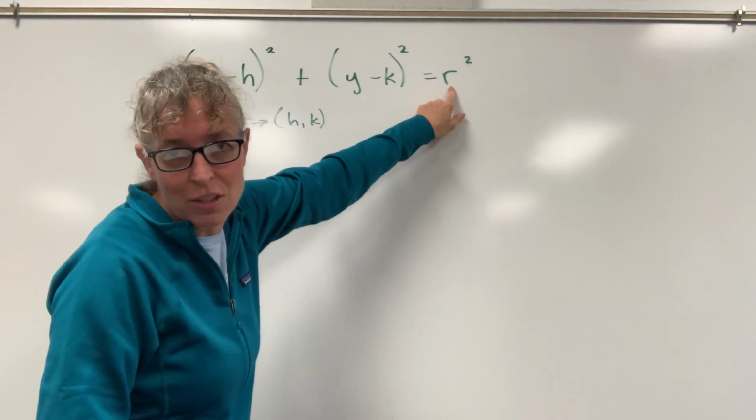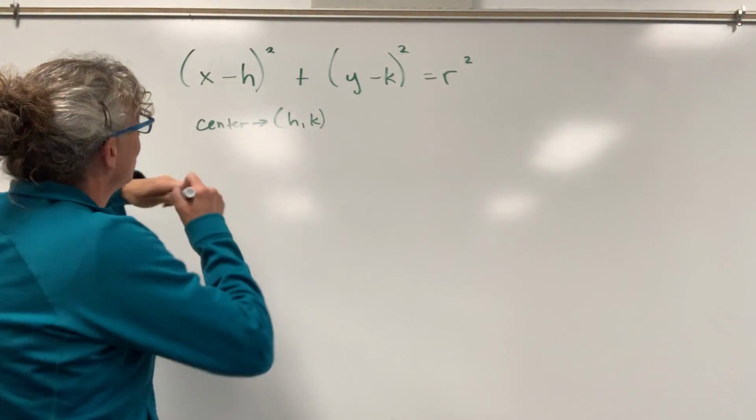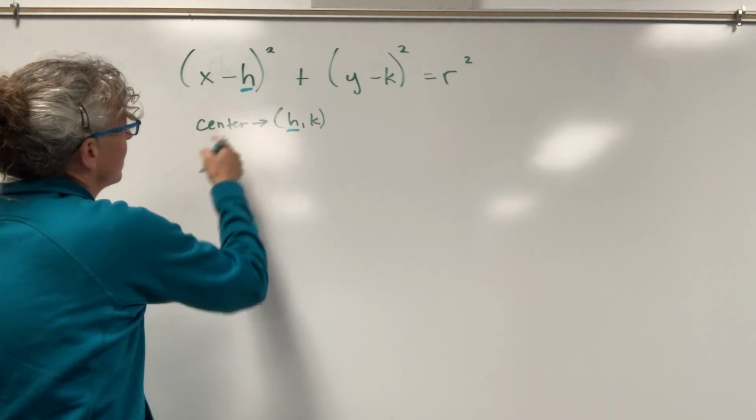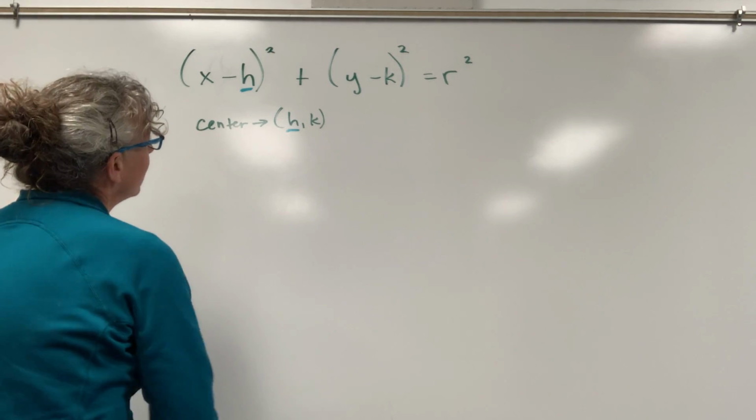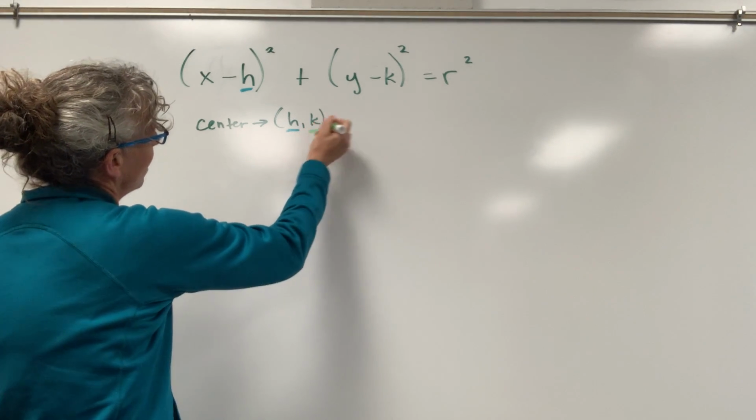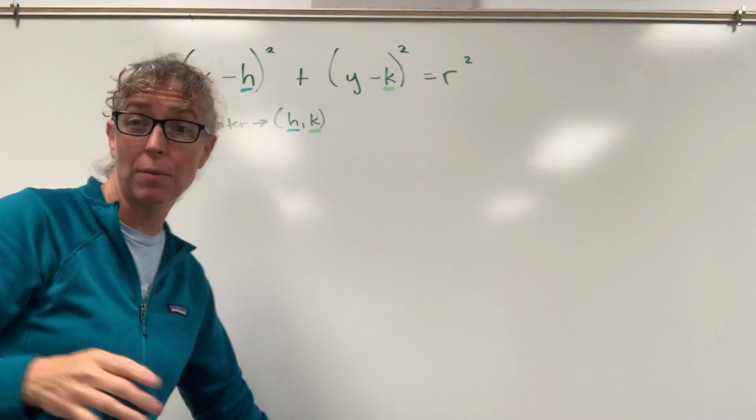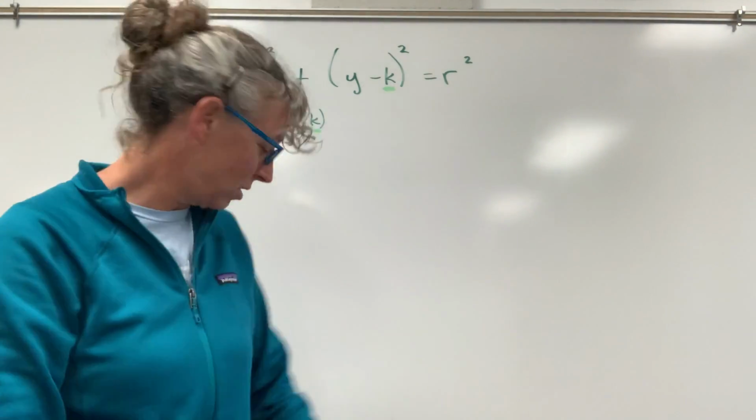r is the radius of the circle. h is the x from the ordered pair. That's the middle of the circle. k is the y from the ordered pair. That's the middle of the circle. And that's your equation. You can write it on your little card so you can use it on your test.